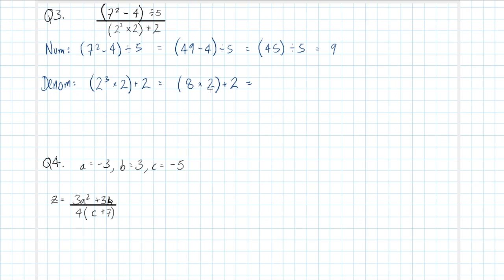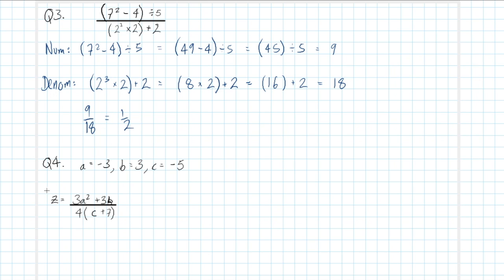So 8 times 2 inside the brackets is 16, plus 2 is 18. So the numerator, don't forget, is 9 and the denominator is 18, so that just comes out to be 1/2. That's question 3.